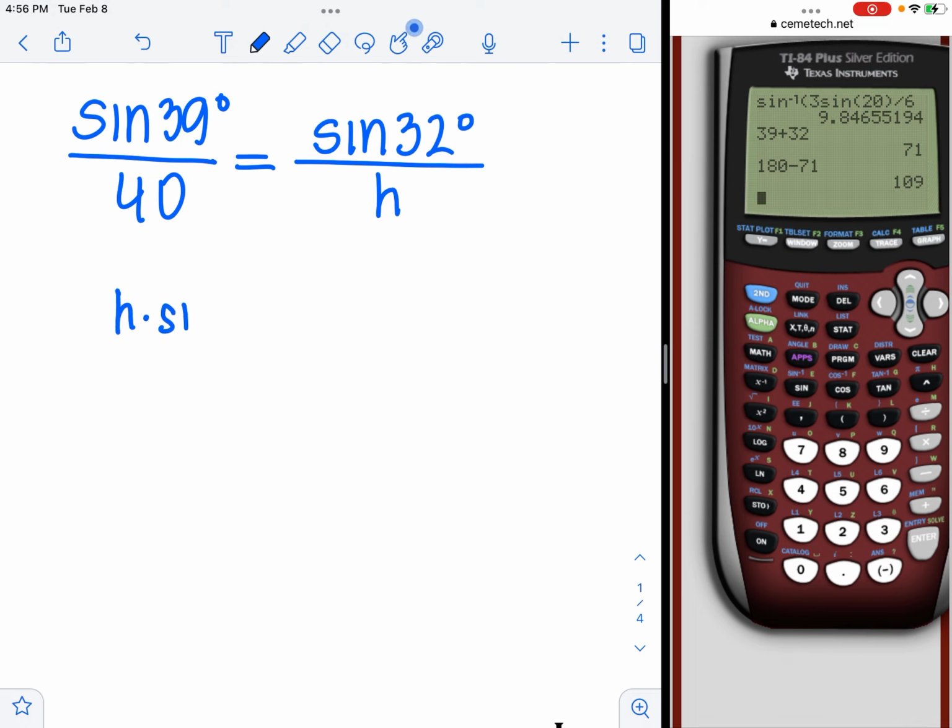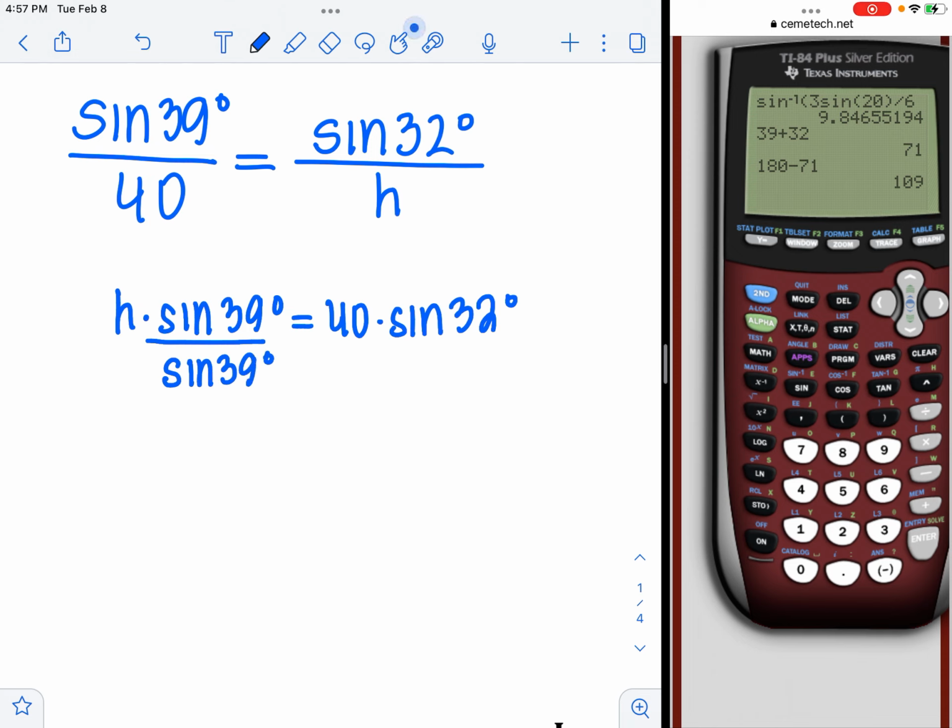I have H times the sine of 39 is equal to 40 times the sine of 32. I have to get H by itself, so I'm going to divide both sides by the sine of 39. And I have H equals, and I'm ready to put this in my calculator. Your calculator needs to be in degree mode. Mine is still in degree mode.